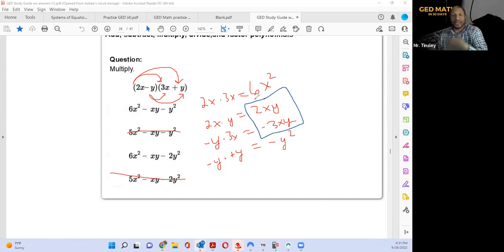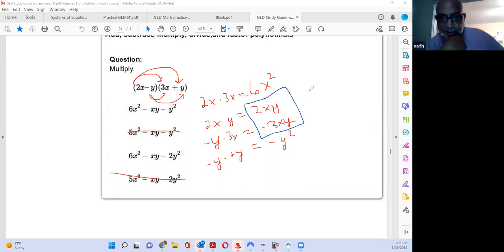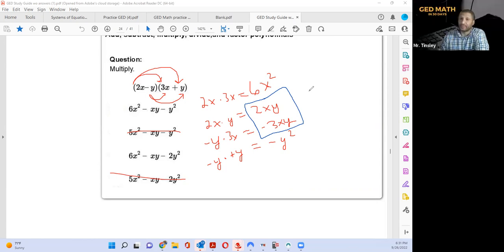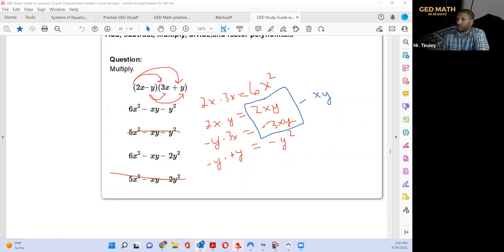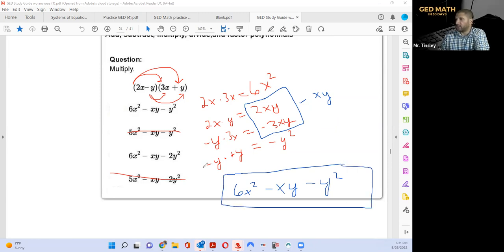Okay, so since they're like terms, we look at the coefficients. What is 2 minus 3? Negative 1. So negative 1xy. Do we need that 1? No. So just negative xy. So now our final answer is 6x squared minus xy minus y squared, which is the first one.